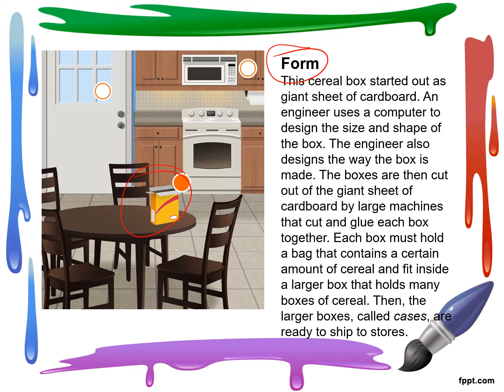The boxes are then cut out of the giant sheet of cardboard by large machines that cut and glue each box together. Each box must hold a bag that contains a certain amount of cereal and fit inside a larger box that holds many boxes of cereal. Then, the larger boxes called cases are ready to ship to stores.